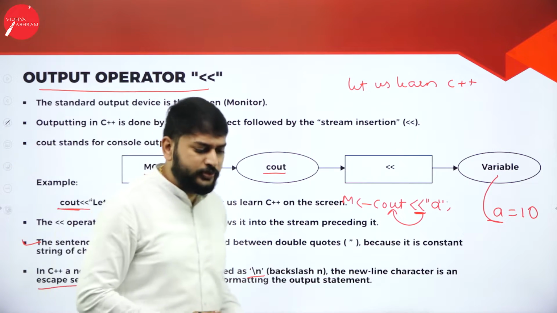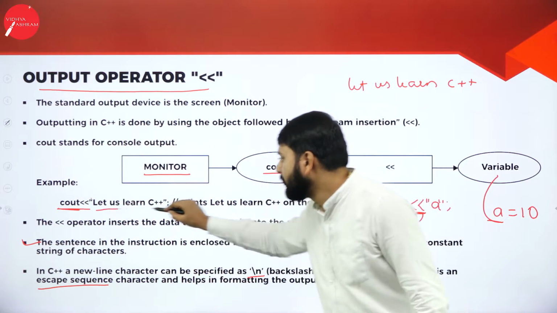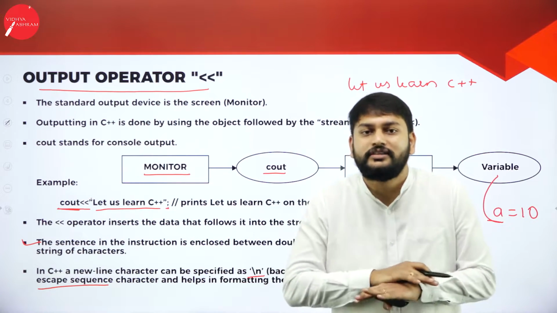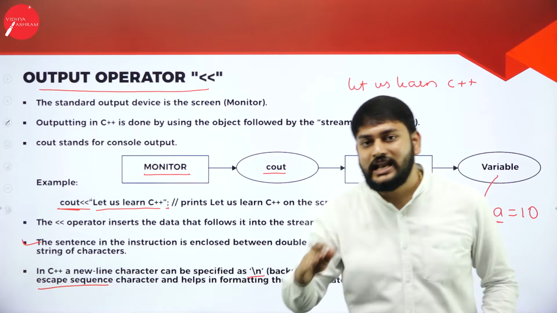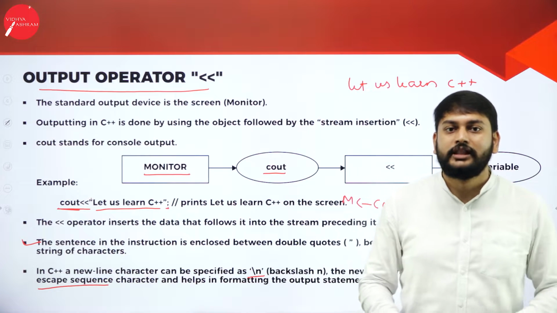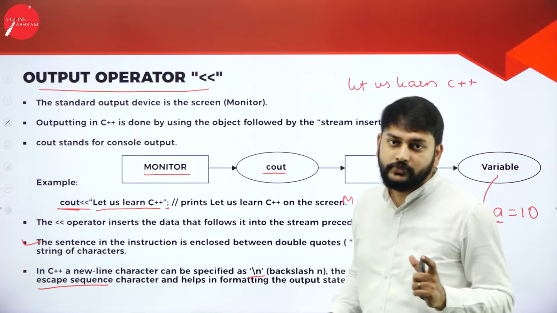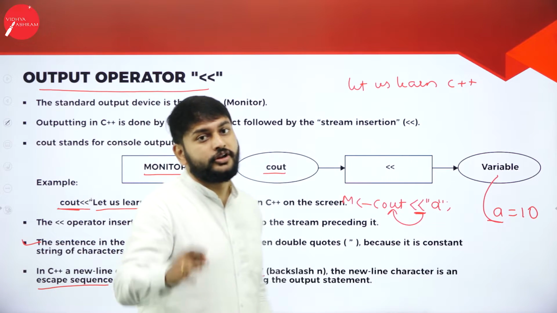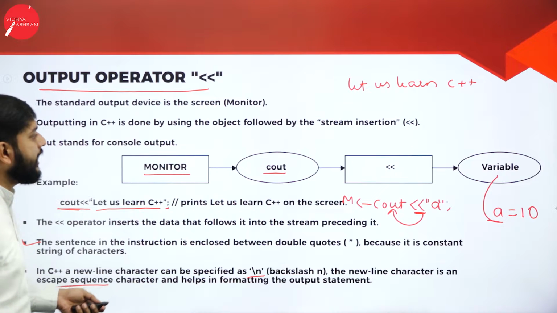Sir, I don't want my output in one line. If I give it like this, it will print completely in one single line. If I want the next line, I use \n. Wherever I want the content to be printed on the next line, I will give \n. That's what you have to understand. So let's go to the next concept.